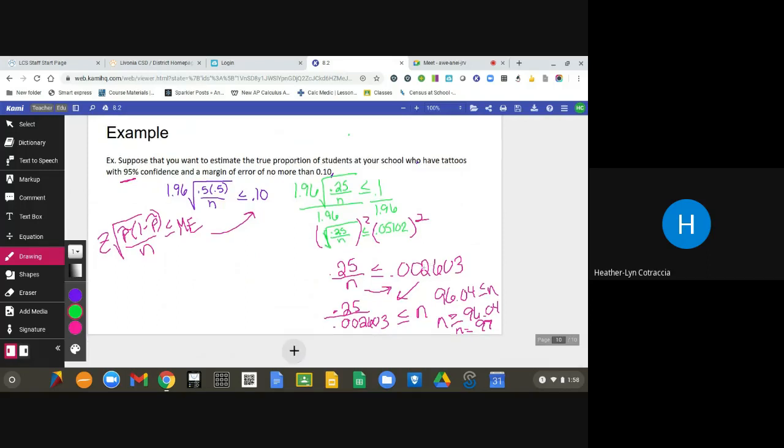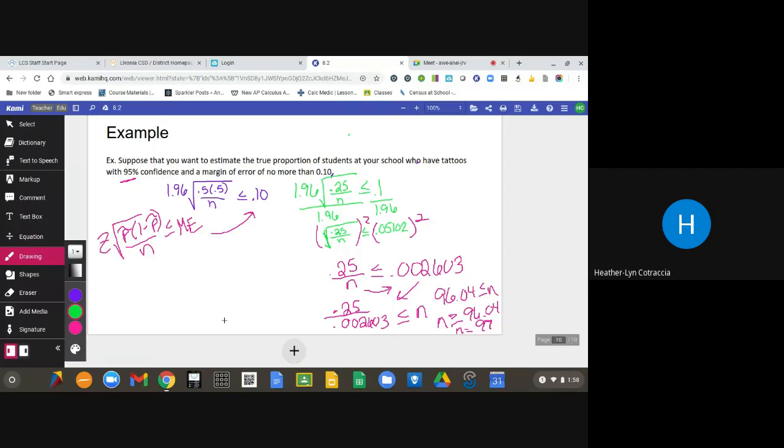Then I did a little cross multiplying here, or butterfly method, if you know what that is. So basically I multiplied both sides by n to get the n up here, and I divided both sides by the 0.002603 to get that down there. If you divide that out, you get 96.04 is less than or equal to n. I like to read the n first, so I just switched it around. N has to be greater than or equal to 96.04, which means n has to be 97.